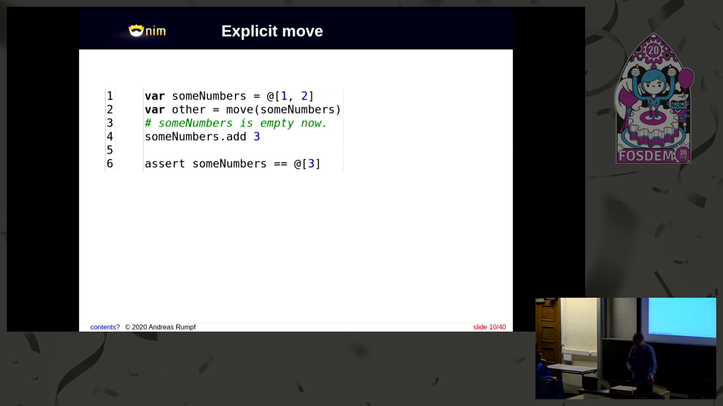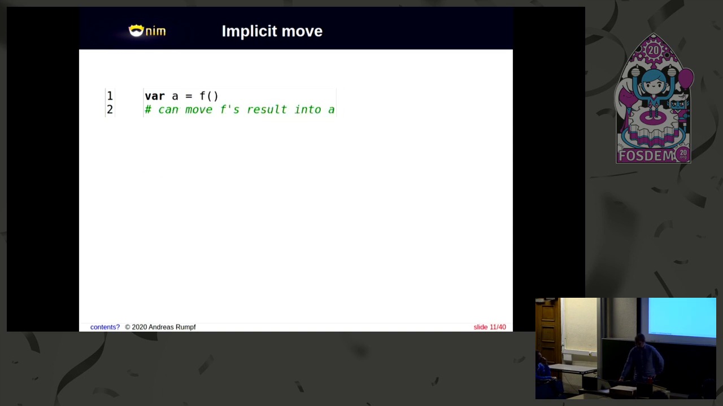I mean, you can try to program in this style, and it's not really pleasant. But if it's explicit, it's okay. Like, you are aware that some numbers is empty afterwards. But there are plenty of cases where you can move implicitly. The first example, famous: if you have a result of a function call, you know it's not going to be used afterwards, so you can move directly into the variable a.